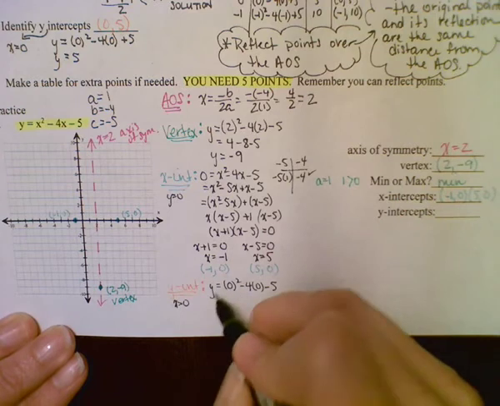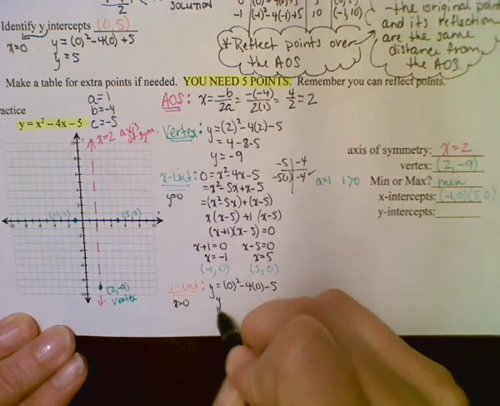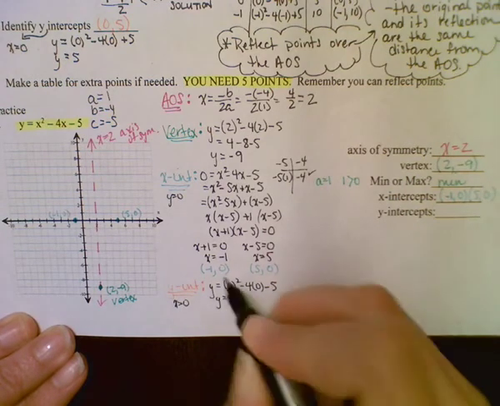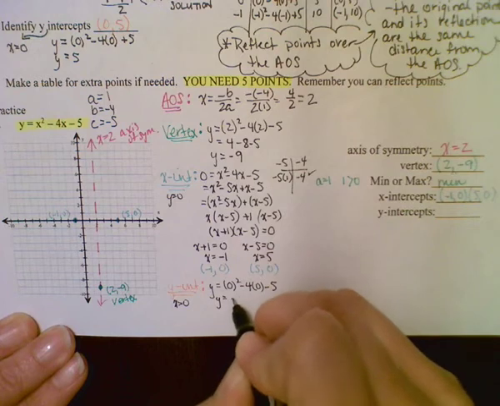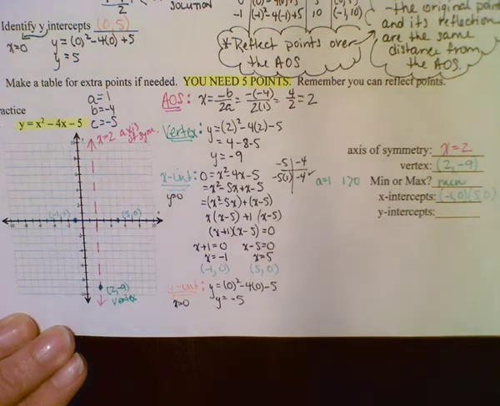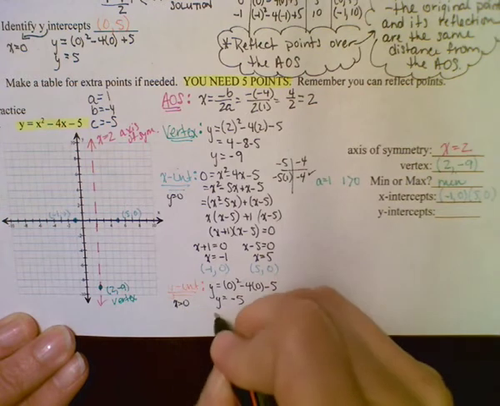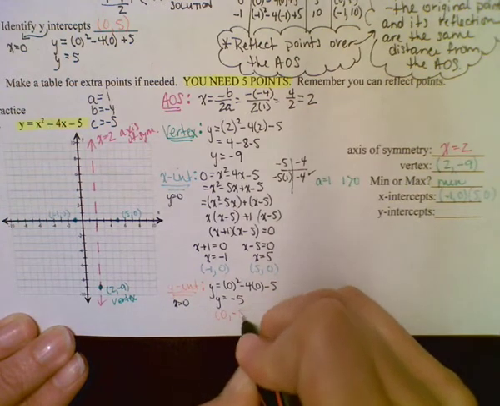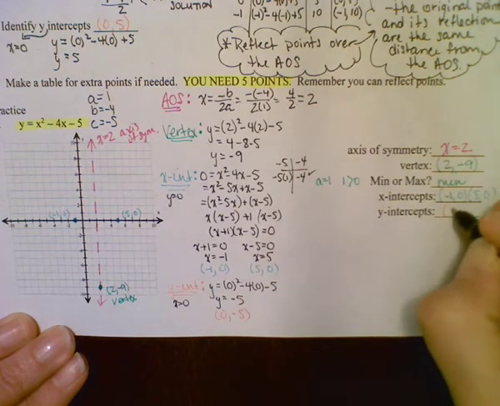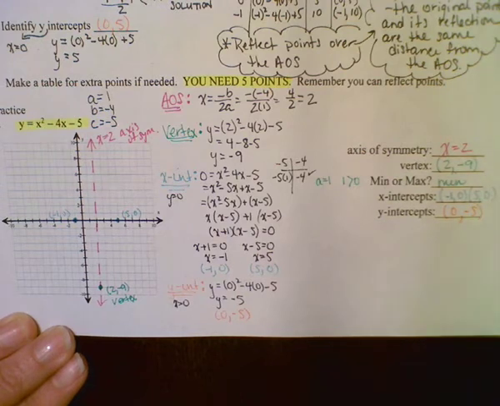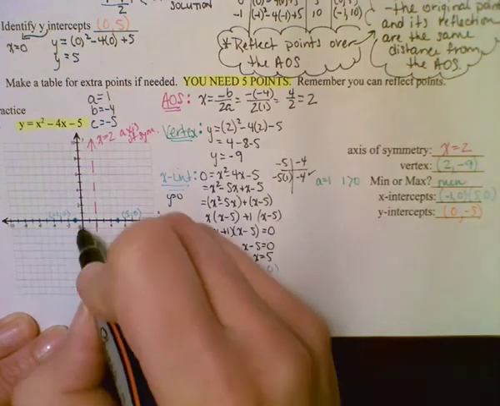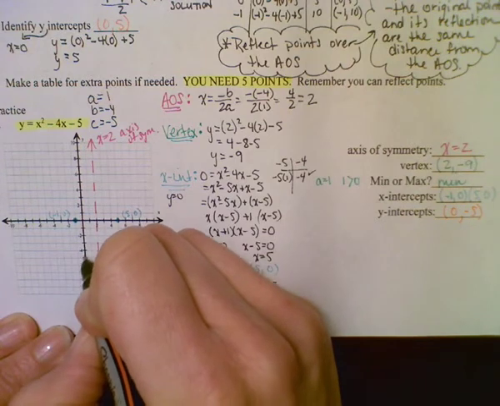So if you ever get stuck or you get lost, just go back to the beginning, go back to your original equation. And so y here is going to be negative 5. That's going to give me that ordered pair where if x is 0, then y is negative 5. So my y-intercept will be 0, negative 5. So I can go ahead and graph that, 0, negative 5.